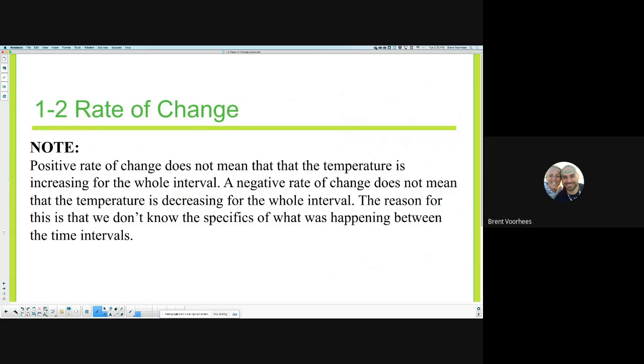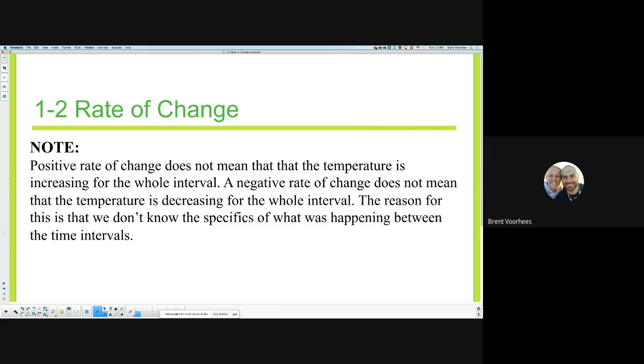Positive rate of change does not mean the temperature is increasing the whole time, or a negative change. I'll give you an example right now. It's been hot as fire outside. What has it been, like 105 basically every day? Okay, you could take the temperature at 11 o'clock in the morning, and then you can take the temperature the next morning at 4 a.m. If they're reading at 11 a.m. on one day versus the 4 a.m. the next day, which one's going to be hotter?